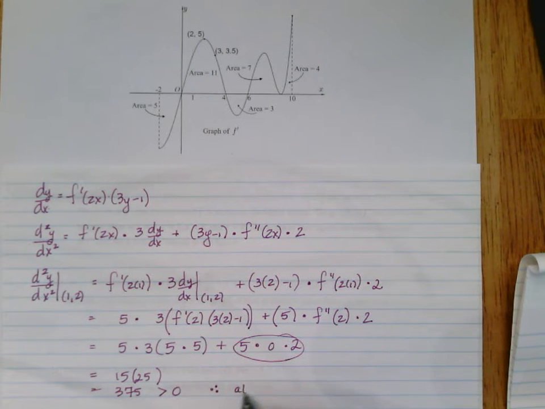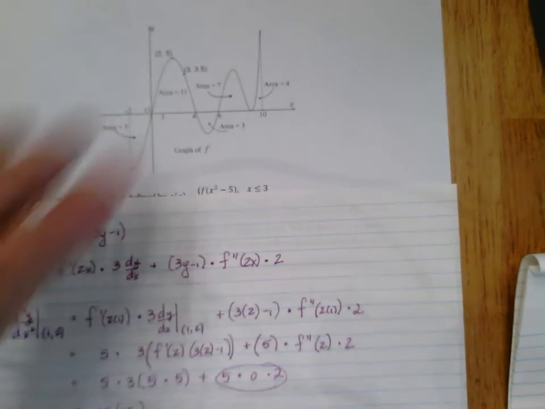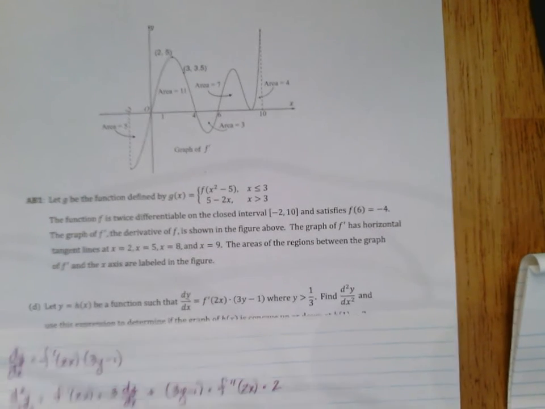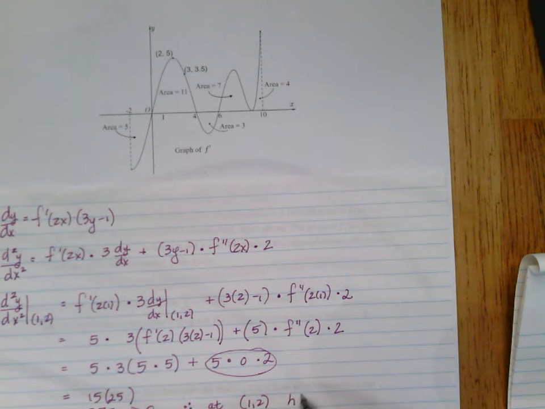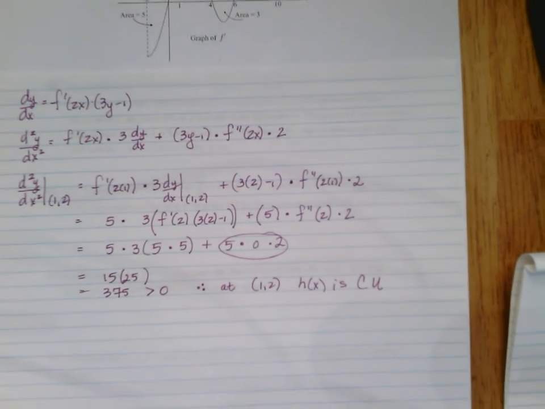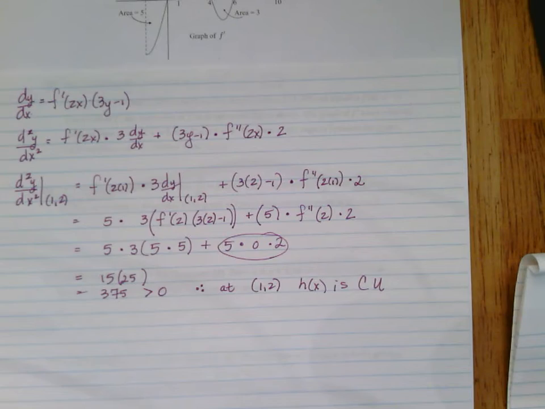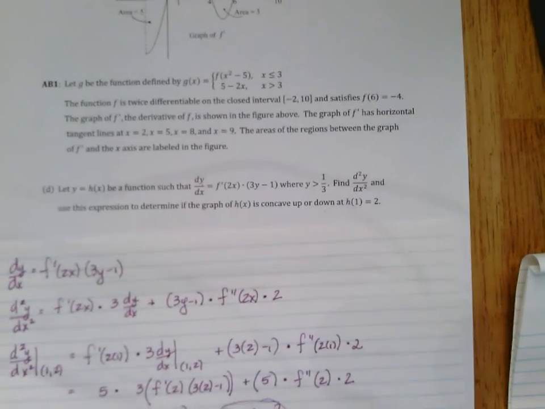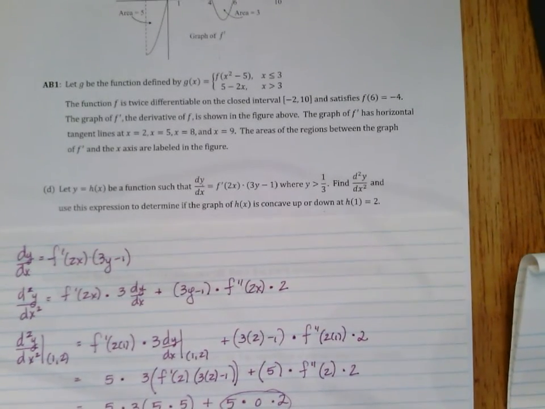Therefore, at the ordered pair (1, 2), what is that function called? h of x is concave up, because the second derivative was positive. Okay, that was part D.